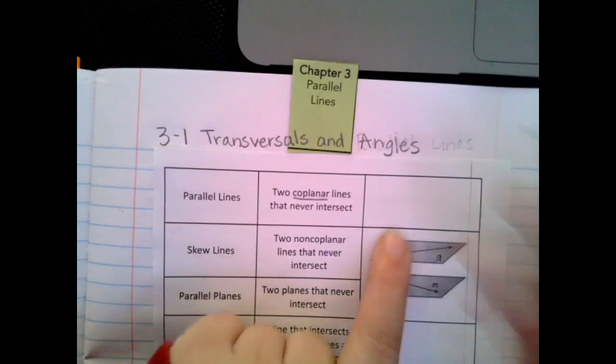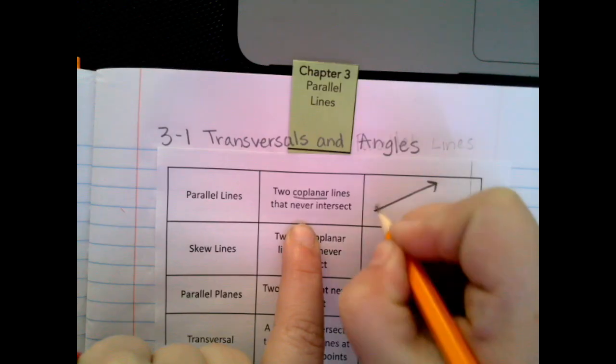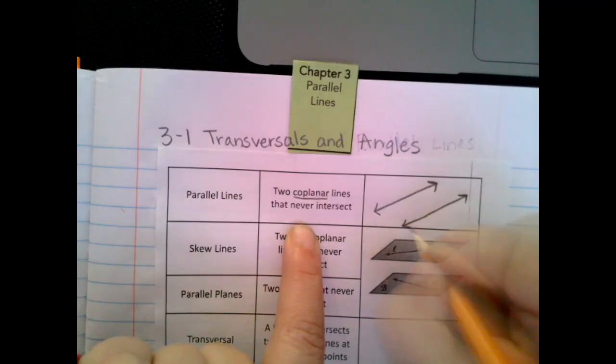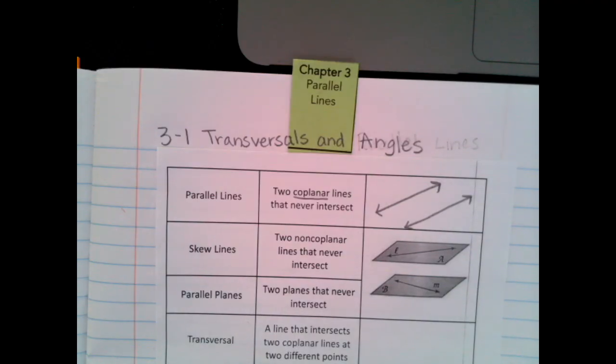Okay, so we have two coplanar lines that never intersect. So two lines that never touch. They're going next to each other. Now, I didn't write mine perfectly, partly because I'm a human.